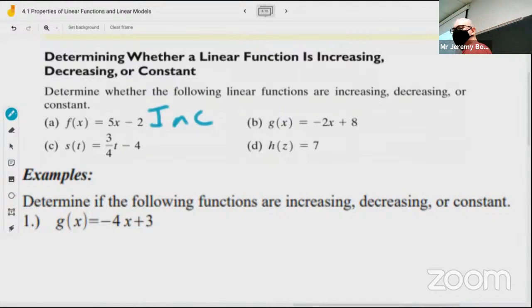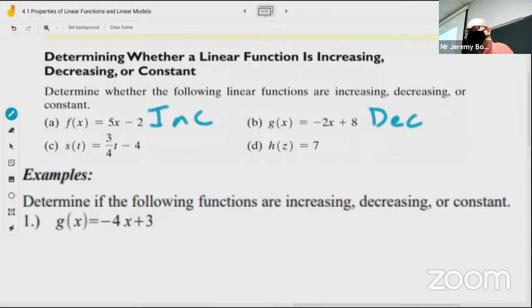B, we got g of x equals negative 2x plus 8. Increasing, decreasing, or constant? Decreasing. Slope is negative 2. It's negative, decreasing. Any questions on B?